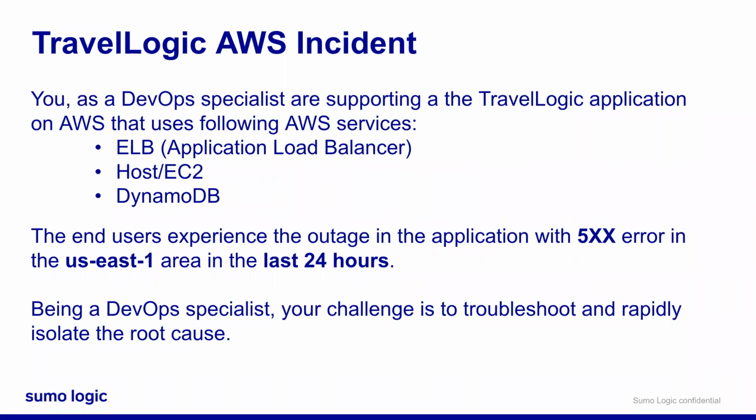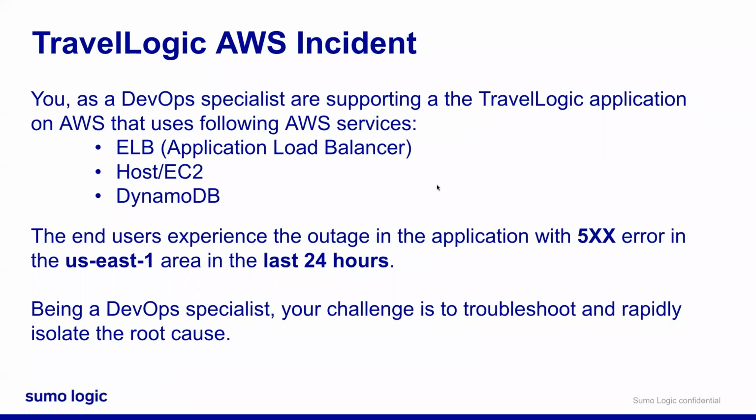And so first day, well, guess what? End users are experiencing an outage in the application. They're getting 500 errors, specifically in the US East 1 area over the last 24 hours. Being a DevOps specialist, your challenge is to troubleshoot and figure out what's going on. So your manager or the system lets you know: 500 errors, US East 1, last 24 hours. Manager says, go fix it. Good luck. So let's go, let's fix this. Let's see what's gone wrong and how to resolve it.